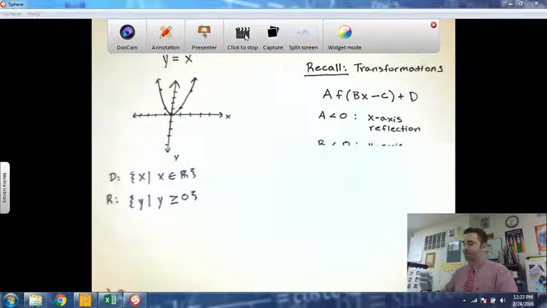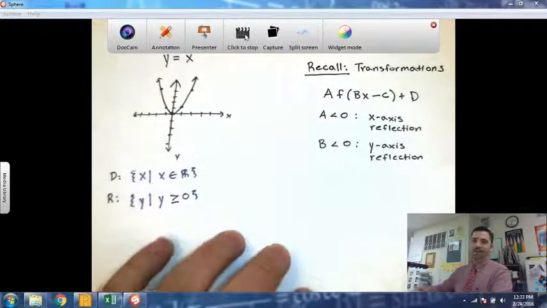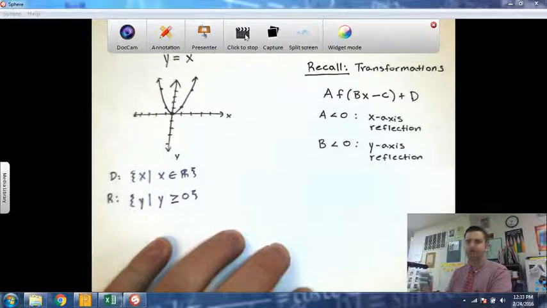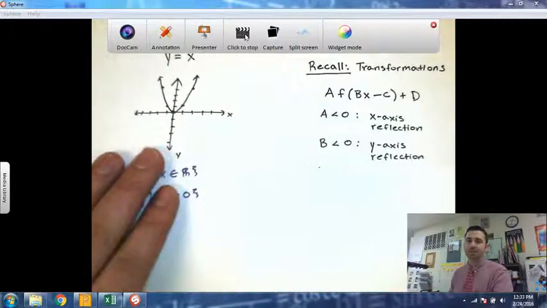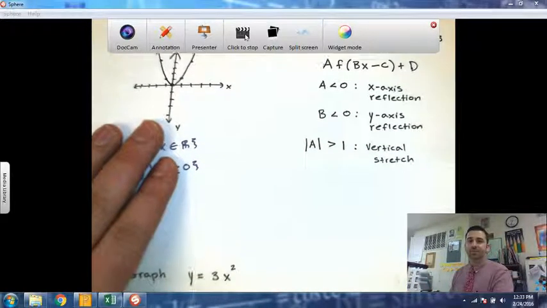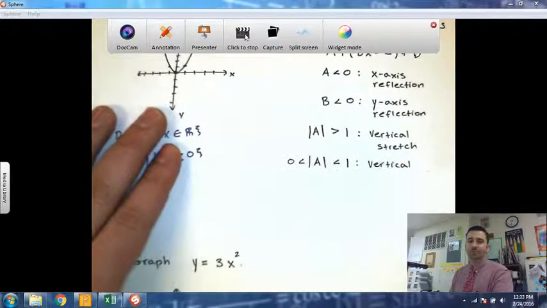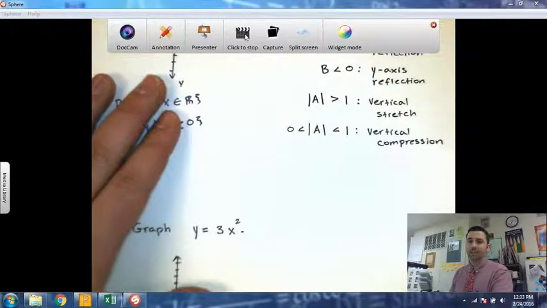So a couple things to recall are the transformations of a function. So given some function, different values for different coefficients in that function. And this is for all function types, not just quadratics. When I have a leading coefficient of a less than 0, an x-axis reflection. When b is less than 0, so it's negative, I have a y-axis reflection. When the absolute value of a is greater than 1, that's a vertical stretch. When it's between 1 and 0, that's a vertical compression.